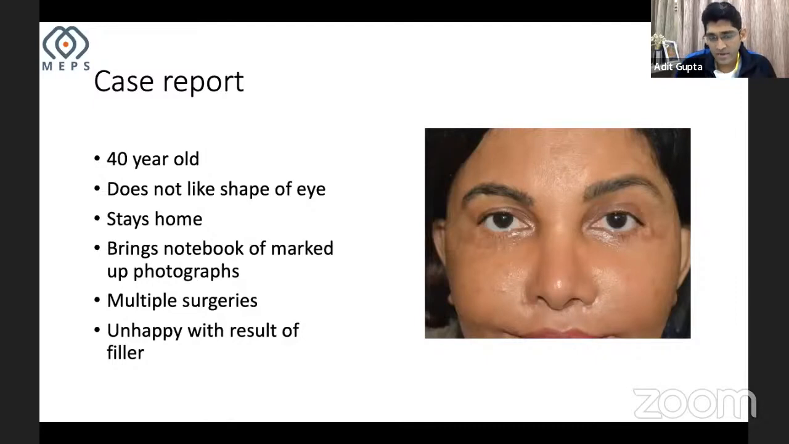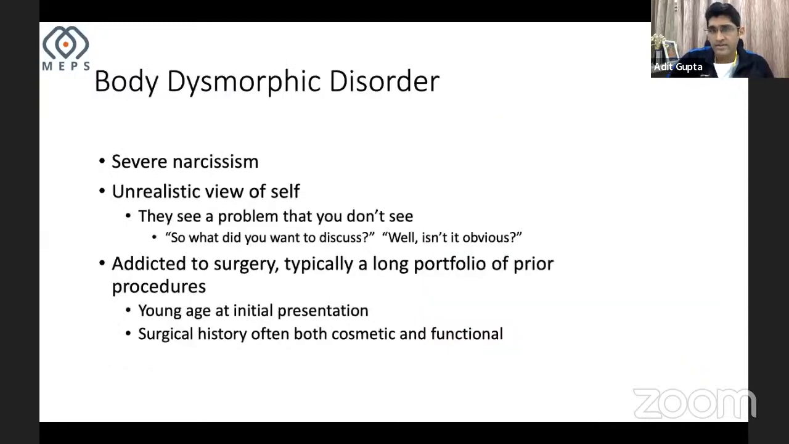Now, this is one very major aspect which comes into our practice. This is a case scenario where a 40-year-old musician came to me because she did not like the shape of her eye, and because of which she stays home, uses glasses, cannot get out, brings a lot of marked photographs, gives history of multiple surgeries, but clearly enough doesn't want to disclose the name of the surgeons, and has tried fillers as well and is unhappy. Now, it is obviously written on her face that this is a clear-cut case of body dysmorphic disorder.